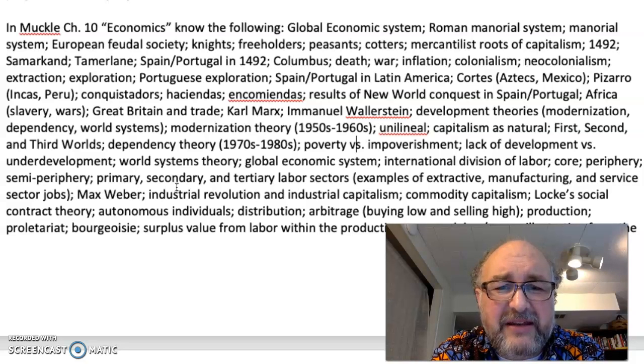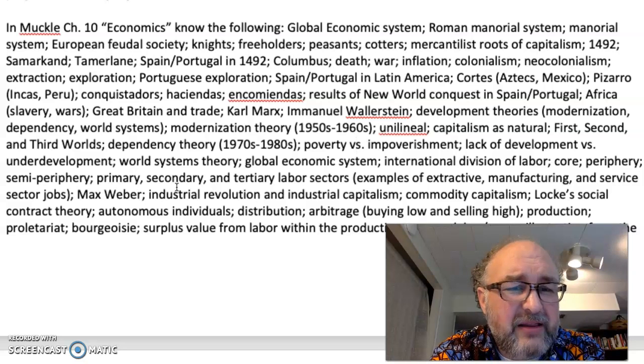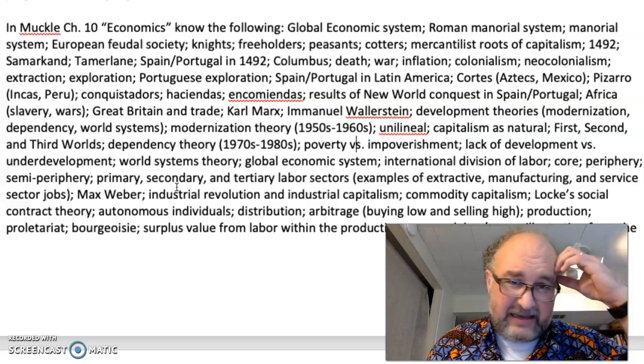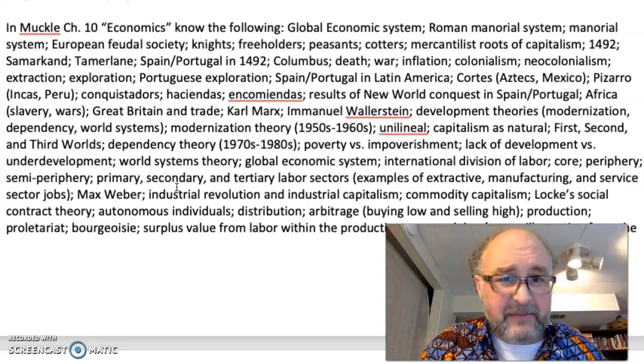We have Cortez defeating the Aztecs in Mexico, and Pizarro defeating the Incas in Peru. The conquistadors are following the same model of the Roman manorial system. We see it alive again with these haciendas and encomiendas, where generals and conquistadors are awarded estates or manors, which are called haciendas, and they are given the right to the peasants, that is the slaves or the Indians living around there, and then later on they import African slaves.